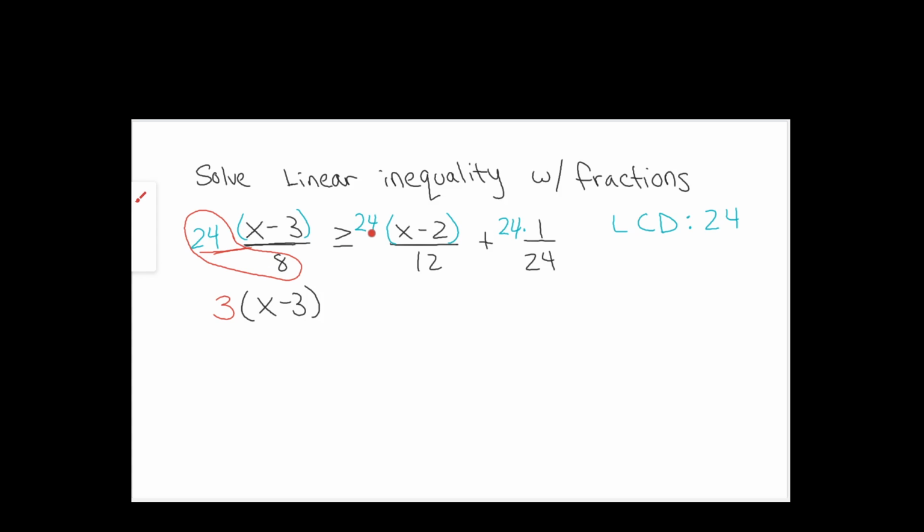And same idea for the next part. We got 24 being divided by 12. That gets us a 2. And this inequality didn't change because we multiplied by a positive. We still have that x minus 2 in its parentheses, plus, and hopefully you could do this one in your head. If not, let's just verbalize it. We have 24 divided by 24, which is 1. 1 times 1 is still 1. Okay? Now the fractions are gone. You can breathe a sigh of relief.